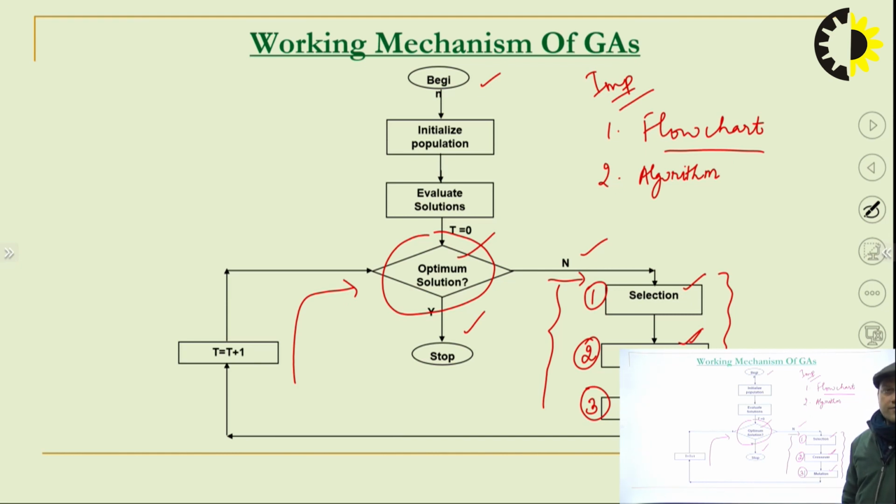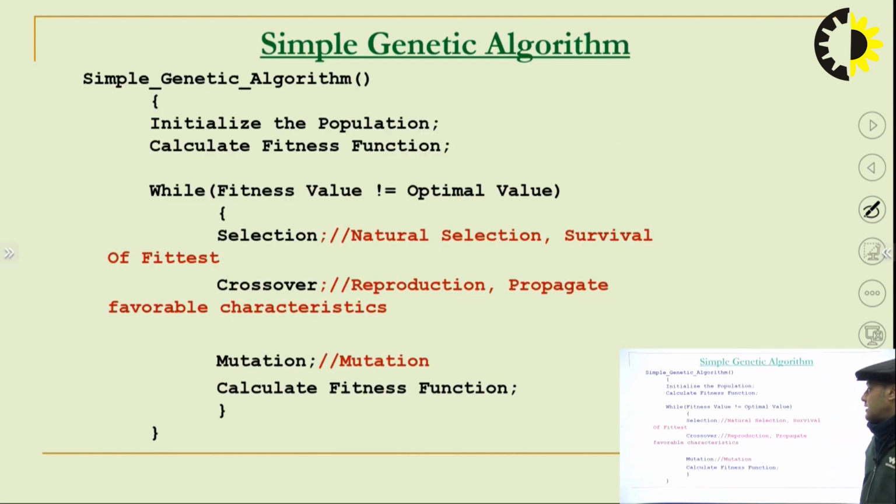Whenever a question is asked about the working of the genetic algorithm, you have to elaborate this flowchart and explain each step briefly. Now this flowchart can be represented using an algorithm. This is a simple algorithm.